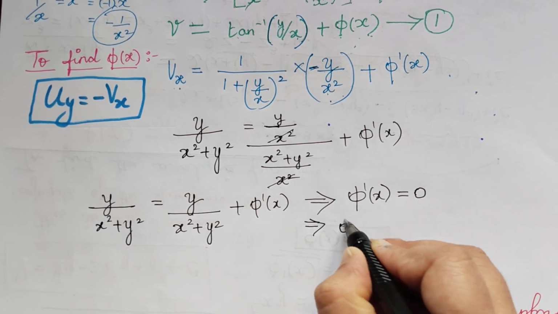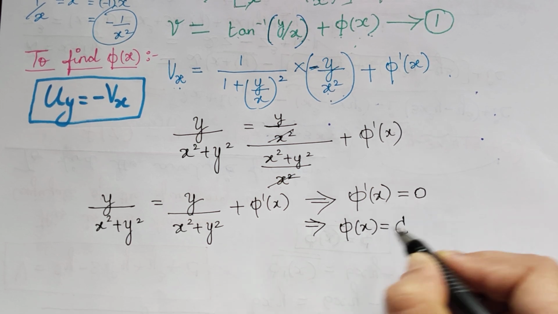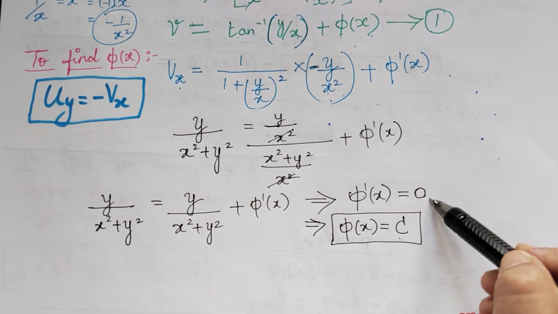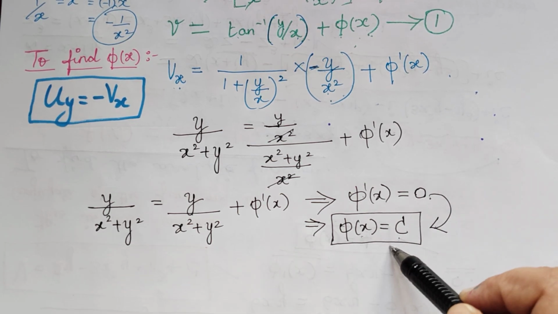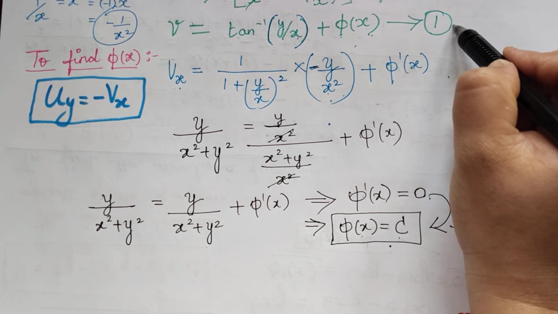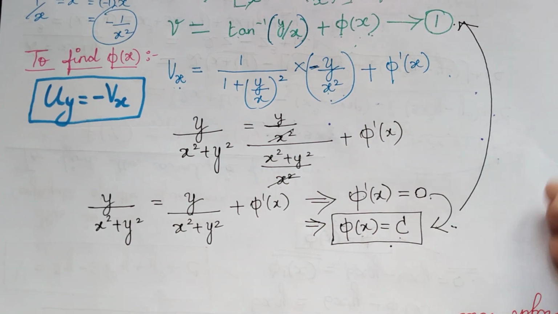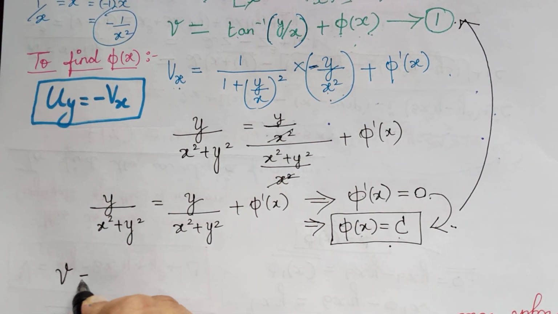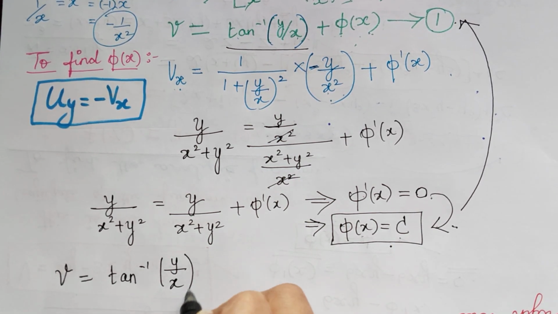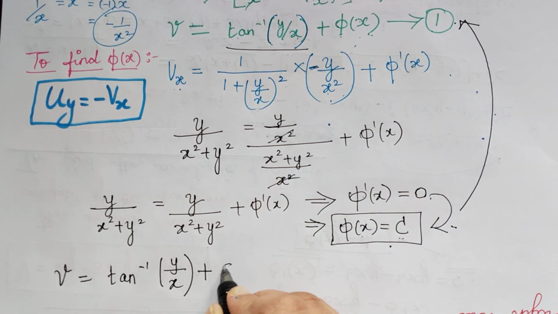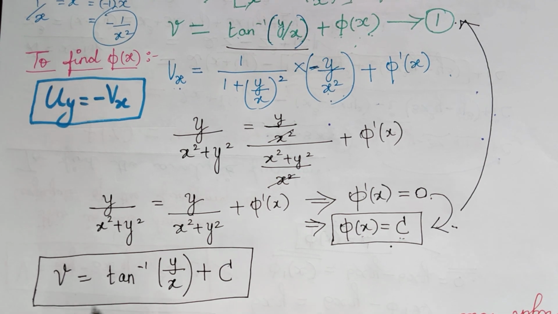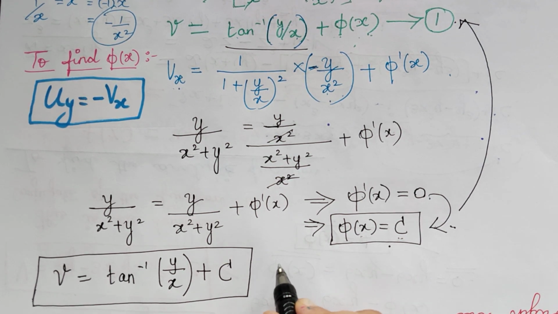So from this we see that the value of phi of x will be equal to a constant c, since the differentiation of a constant is 0. Therefore, from phi dash of x equal to 0, we have obtained phi of x to be equal to a constant c. Now we shall substitute this in equation 1. So the value of v will be equal to tan inverse of y by x plus c. Therefore, we have obtained the harmonic conjugate V also. So this gives us the conjugate of U.